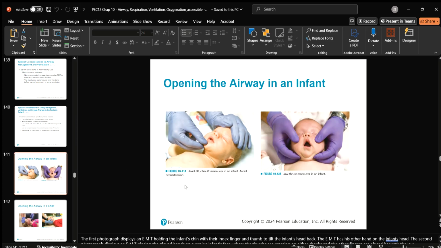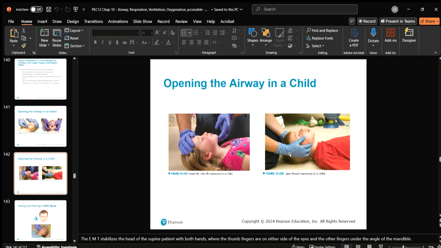I talked about this earlier. When opening the airway of an infant, we can do the head tilt chin lift or the jaw thrust, and it's a little more difficult in an infant because they have a lot more adipose tissue. Everybody knows babies have those big chubby cheeks. They're just little roly polies. Look at this, there's a lot of adipose tissue right there. In my opinion, it's a lot harder to do a jaw thrust on an infant.